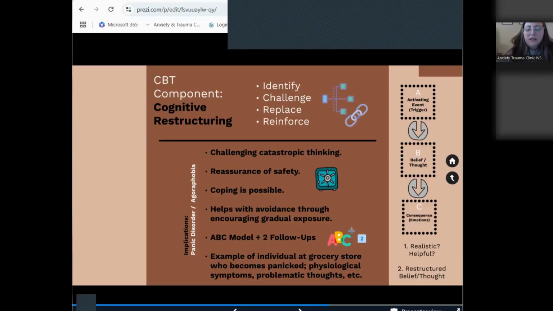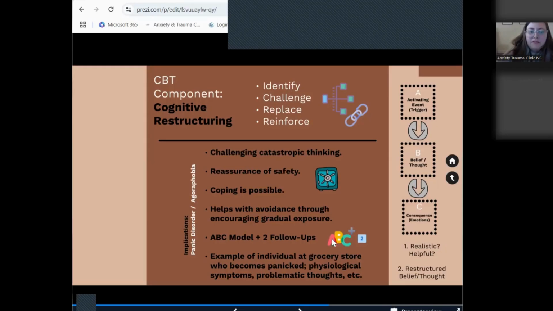And finally, reinforcement, practice and reinforcement. So over time, individuals can practice recognizing and replacing their negative thoughts, because what that does is it strengthens their skills or ability to manage anxiety and panic in real world situations where they can apply it.